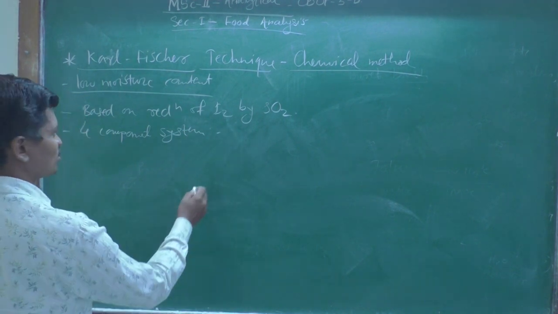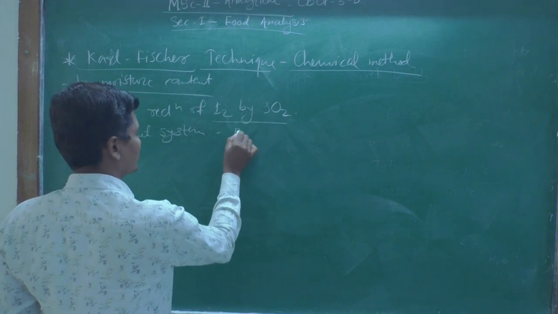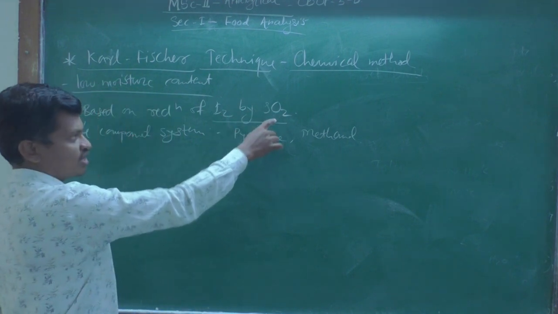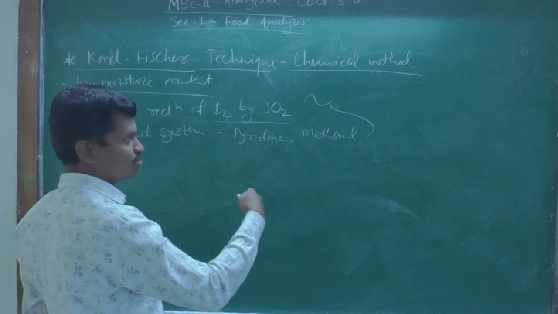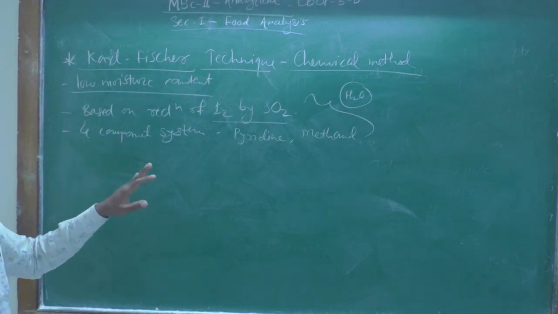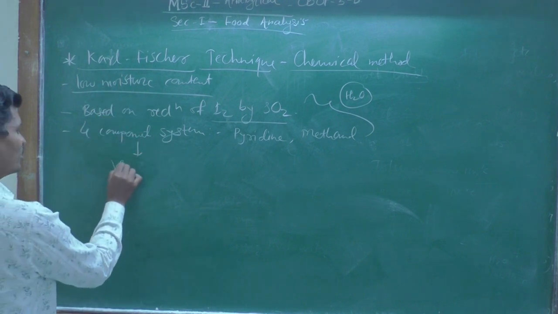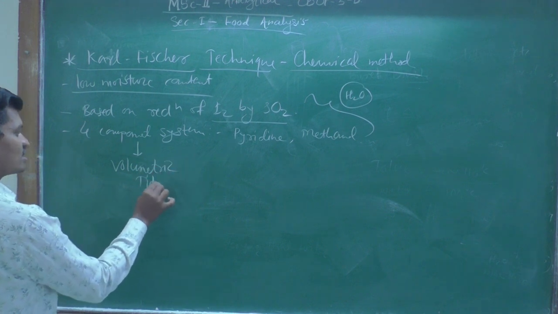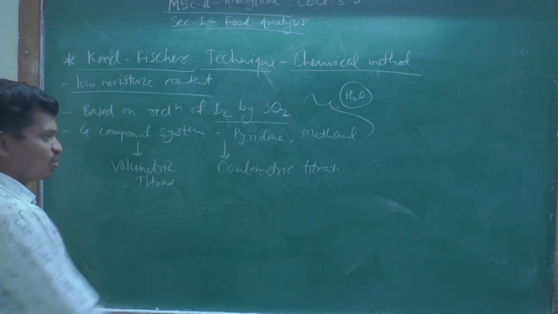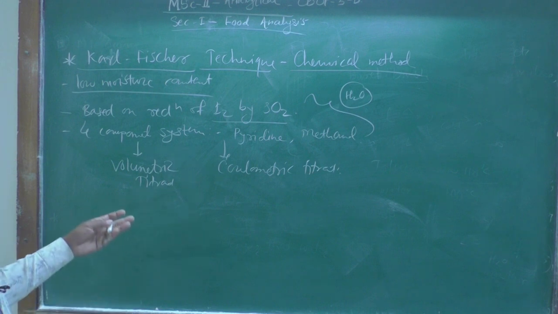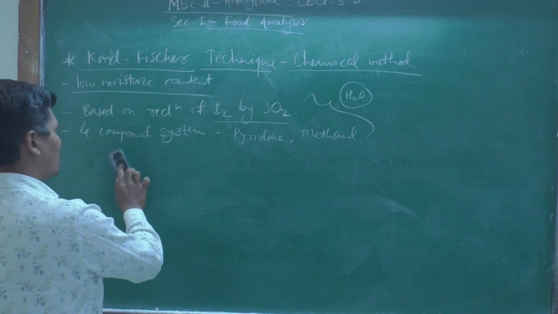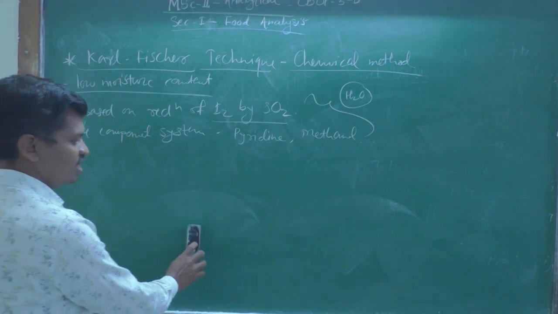These four components are I2 and SO2, then the third one is pyridine, and the fourth one is methanol. I2, sulfur dioxide, pyridine and methanol are all mixed and treated with water. Two titrations can be done for the Karl Fischer technique: one is called volumetric titration, and the other is called coulometric titration. There is no need to discuss both techniques in detail, but what is necessary is the principle and how the Karl Fischer reagent is used for the analysis of moisture.